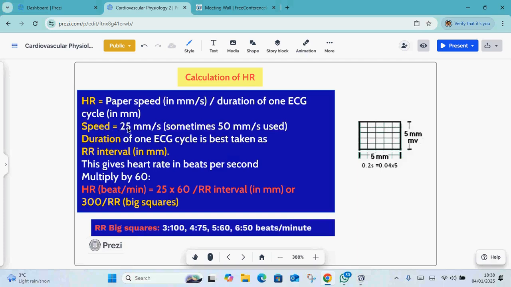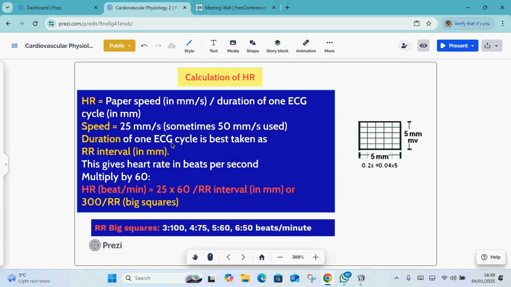Any normal ECG machine will go at a speed of 25 millimeters per second. So when the ECG is measuring, it prints 25 millimeters of the ECG paper per second. Rarely, for units who do a lot of ECGs, sometimes they make it go faster to 50. So if the machine is measuring at 50 millimeters per second, instead of 25 here, you need to put 50 here. But most of the machines measure at 25 millimeters per second.